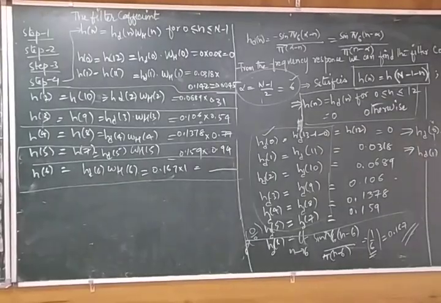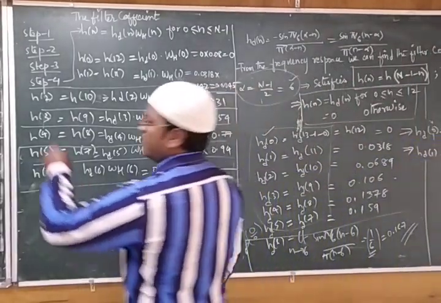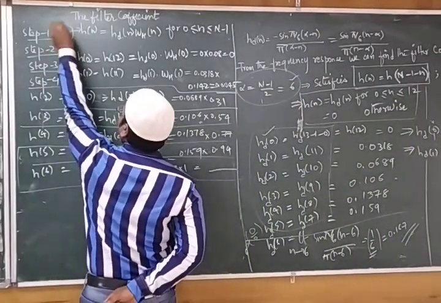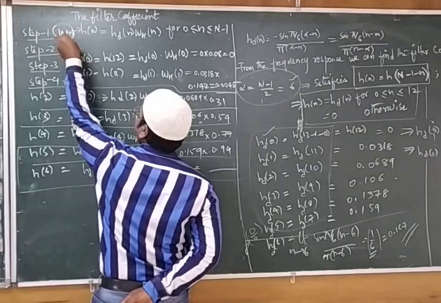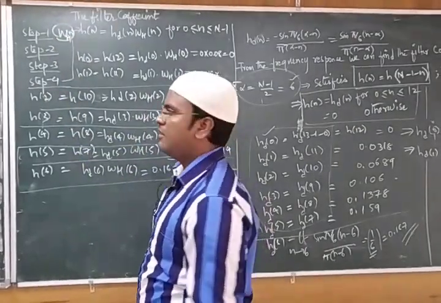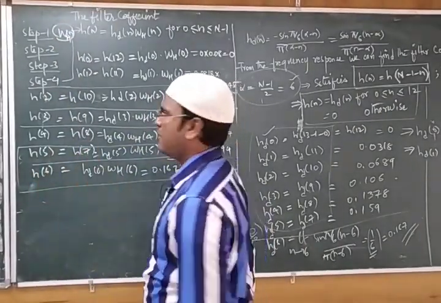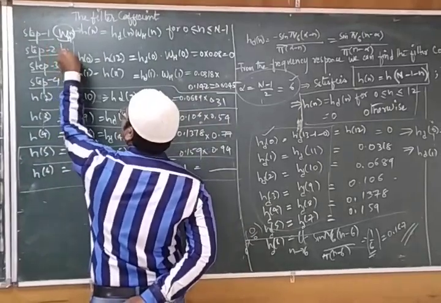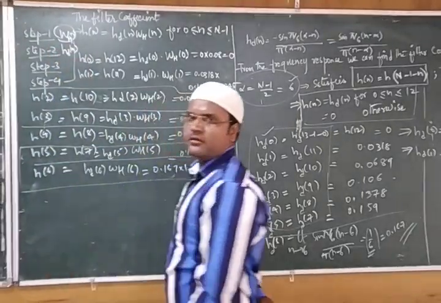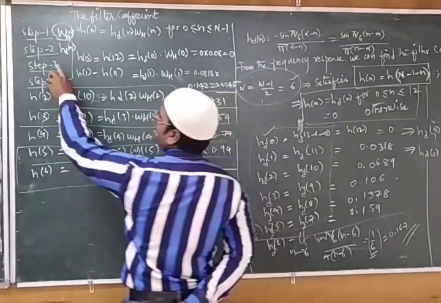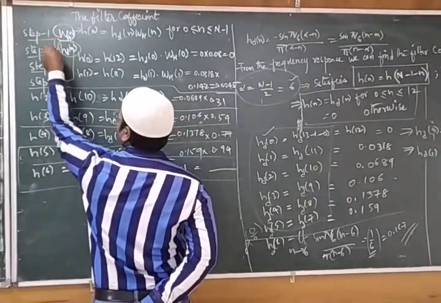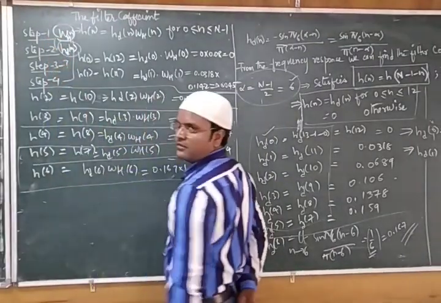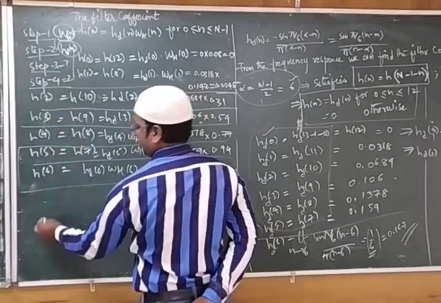So we are left with the last step, students, step 4. What is the first step we did? In the first step we found the window function wh of n. In step 2, what have we done? We had hd of omega, which we converted in terms of hd of n. In step 3, we are multiplying these two, this one and this one. Then in step 4, we write the answer at the end.